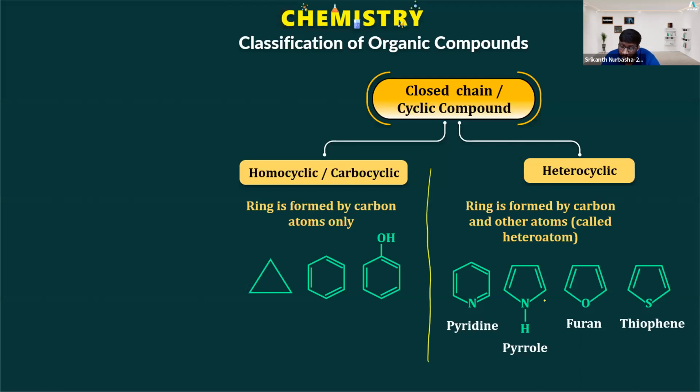Like pyridine is an example, pyrrole, furan, thiophene. These are all the examples of heterocyclic compounds. And cyclopropane, benzene, phenol, these are the examples of homocyclic or carbocyclic compounds. Is that clear, students? Yes, sir. Yes.